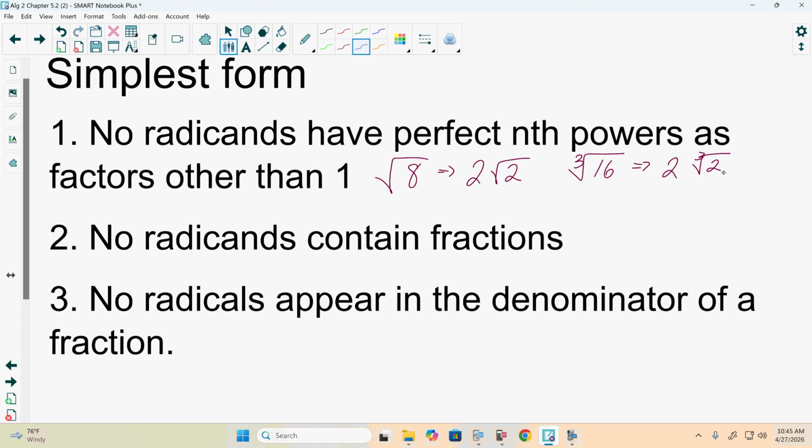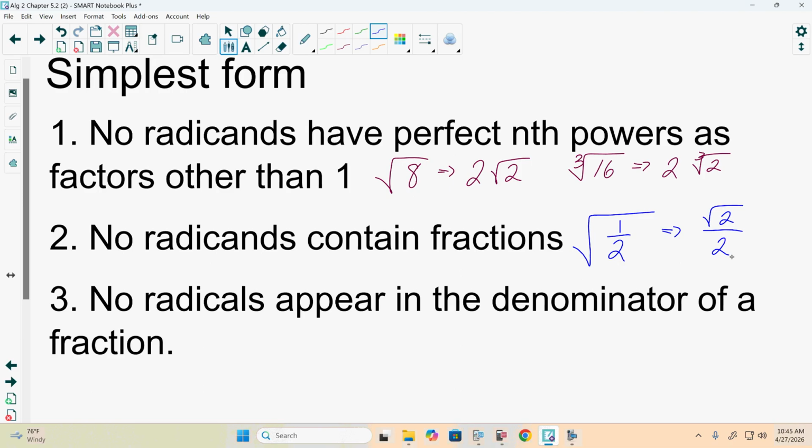No radicands, no radicals can contain fractions. We cannot have the square root of 1/2. We have to simplify it, and when we do simplify it, we end up with 2 square root of 2 over 2. We cannot have a radical or fraction inside of a radical. We have to simplify it down. We have to reduce it.